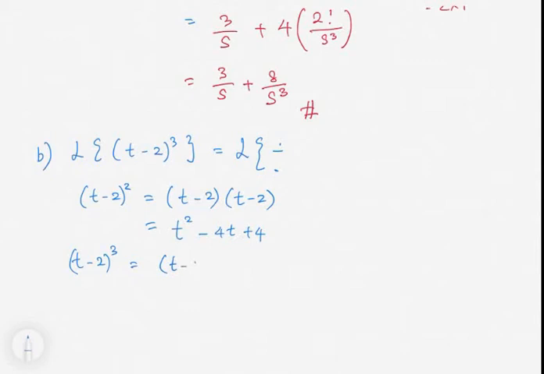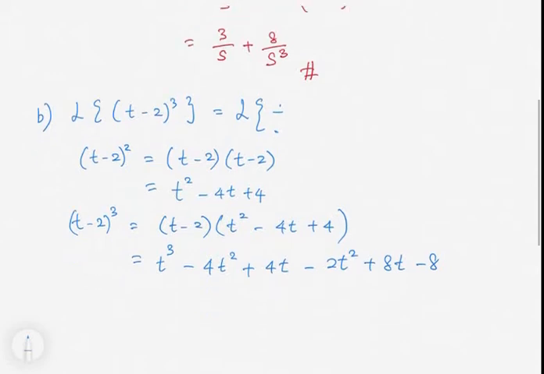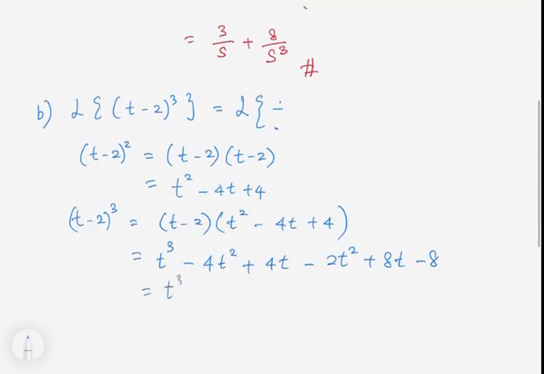Am I right? So what do you get here? So t power of 3 minus 4t squared plus 4t minus 2t squared plus 8t minus 8. So this is equivalent to t power of 3 minus 6t squared plus 12t minus 8. So this is the answer for (t minus 2) power of 3.